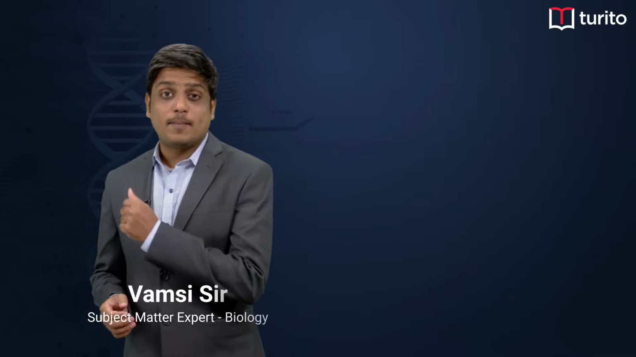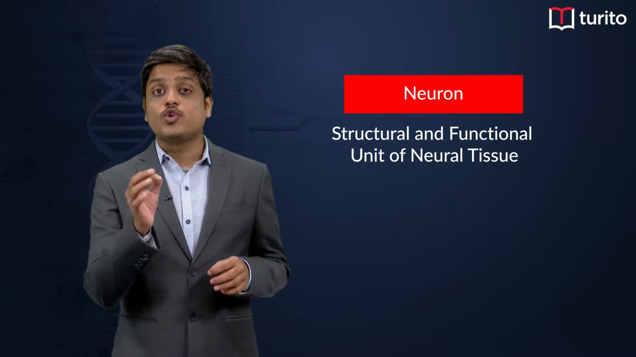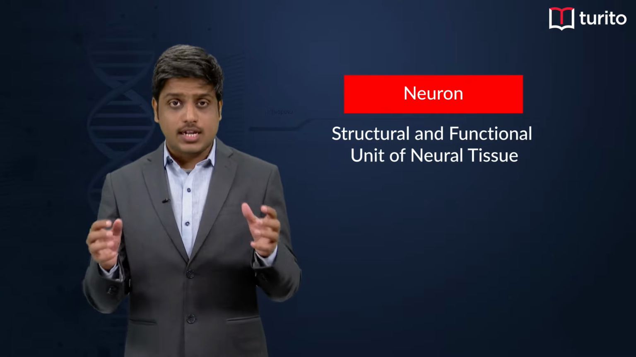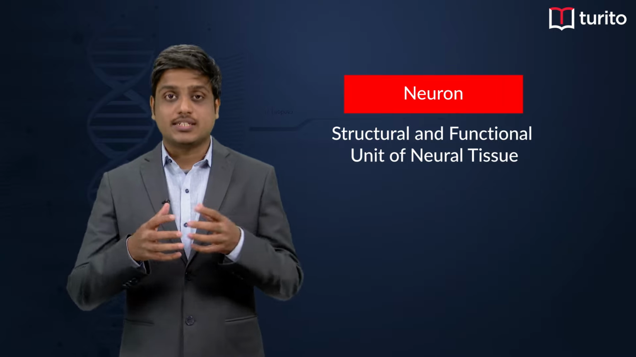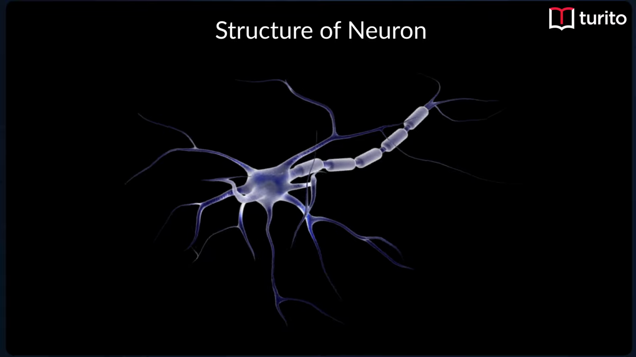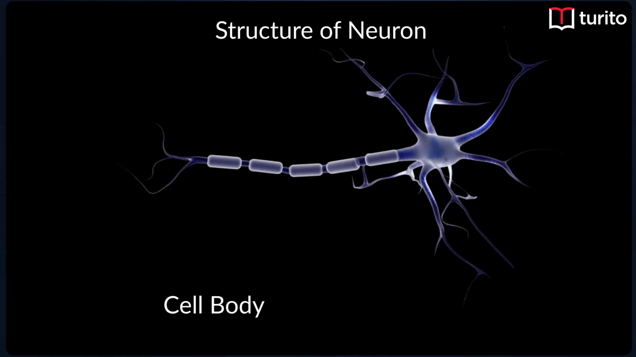Hello students, welcome back. Now we are going to learn about the structure of a neuron. Neuron is considered as a structural and functional unit of a neural tissue. Neuron is like any other cell which has all other cell organelles, but it has certain modifications. When you look at the structure of a neuron, it is fibrous in nature. The main parts of a neuron include the cell body, the dendrites and the axon.